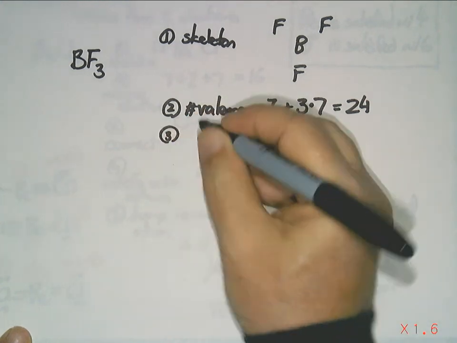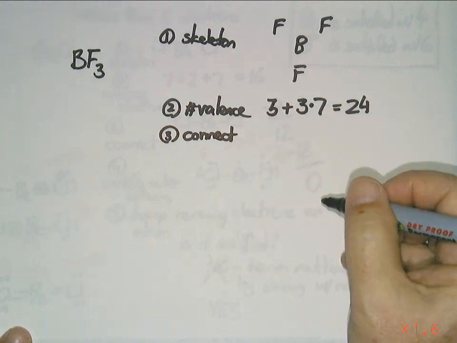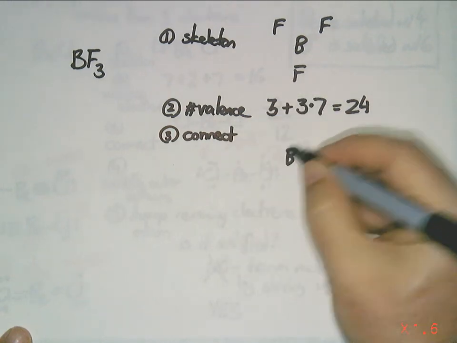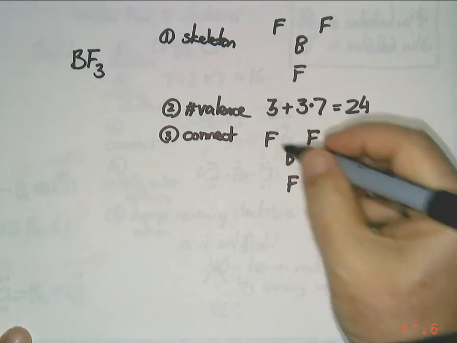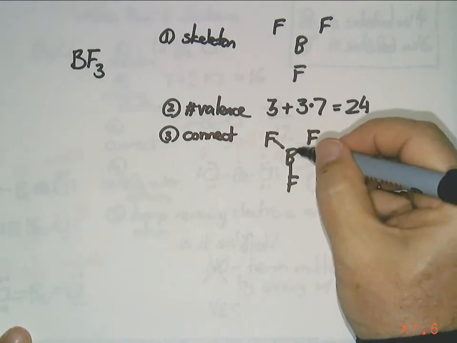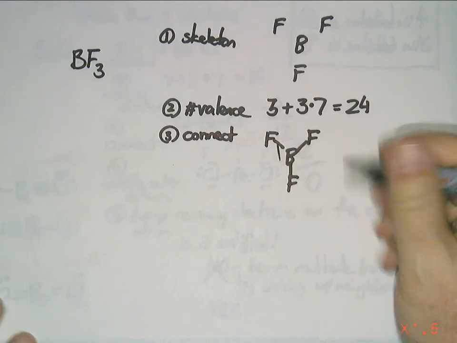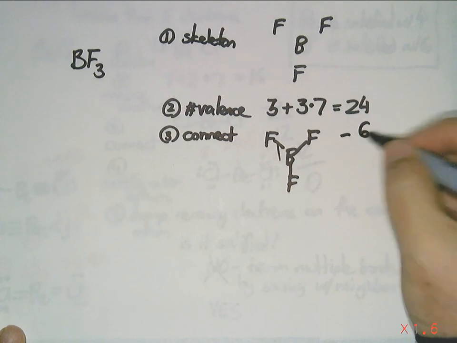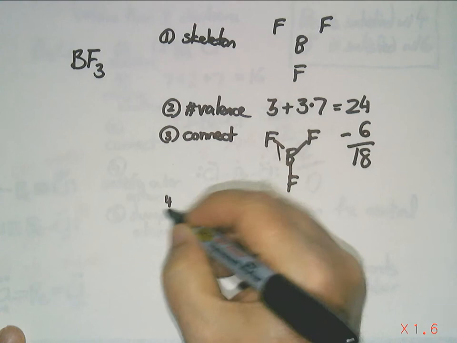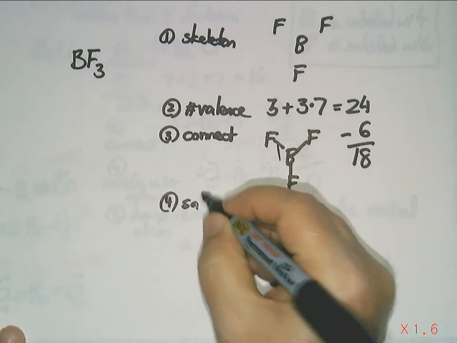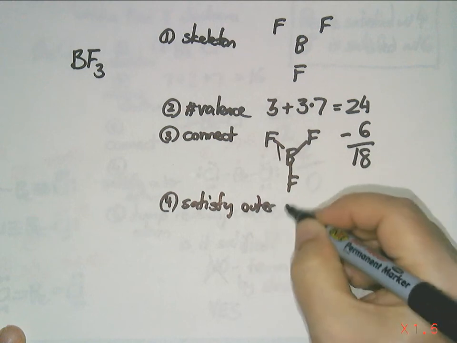Step 3, connect the structure. Okay, let's write our skeleton down and connect it. I drew 3 bonds in there, so that took away 6. So I have 18 electrons left. Step 4, satisfy the outer atoms.